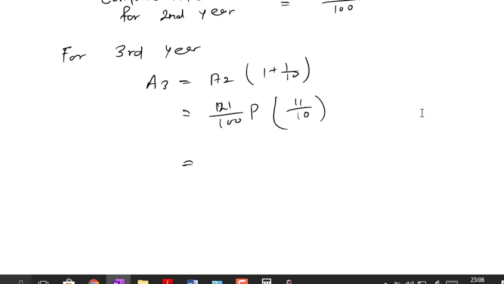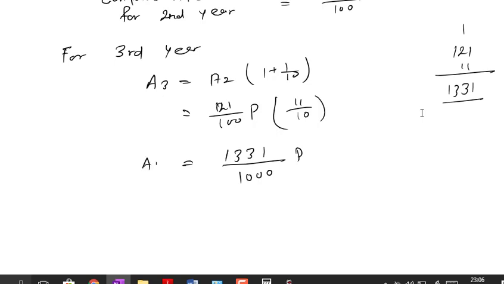So 121 into 11, you can calculate: 1 times 11 is 11, 2 times 11 is 22 plus 1 is 23, 1 times 11 is 11 plus 2 is 13. So it becomes 1331 divided by 1000 times p. This is A3.